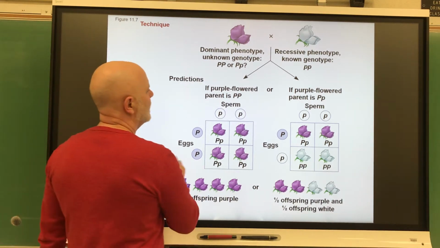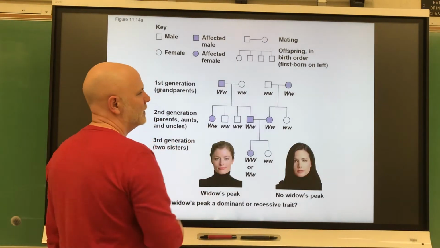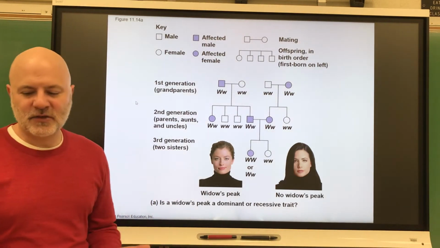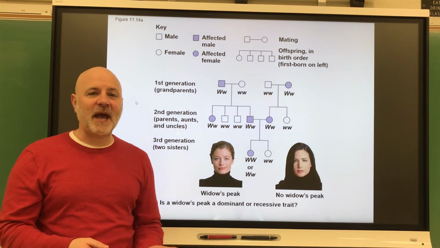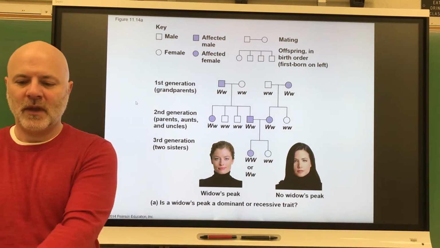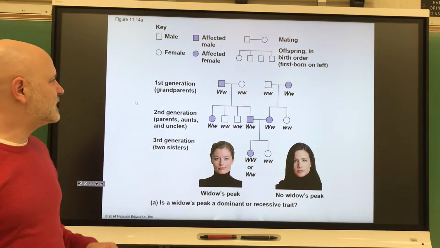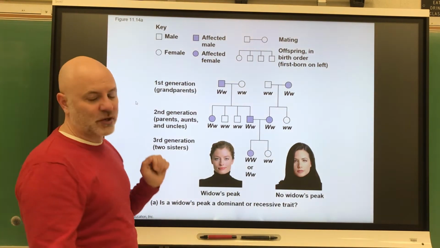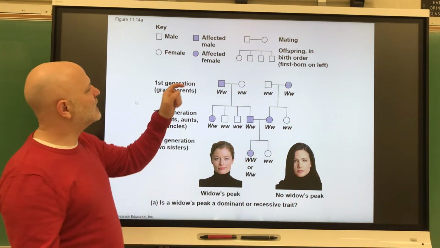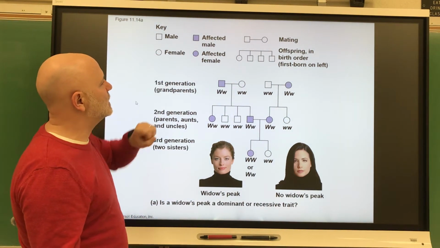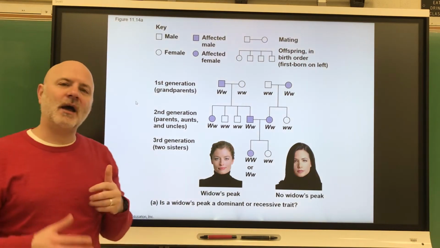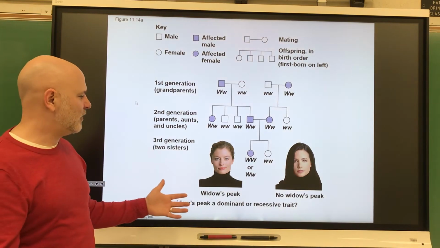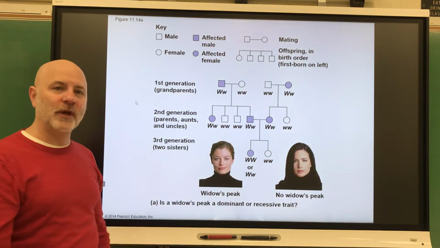All right, so now let's look at tracking traits. Tracking traits is used in what is known as a pedigree. A pedigree is a chart that shows the pattern of inheritance for a particular trait. And on this, we see males represented as squares and females as circles. And oftentimes, the shaded ones are those that are affected. And why we say affected is because most of the times when we do a pedigree, we're not doing it for a trait like what we see here, which is a widow's peak.